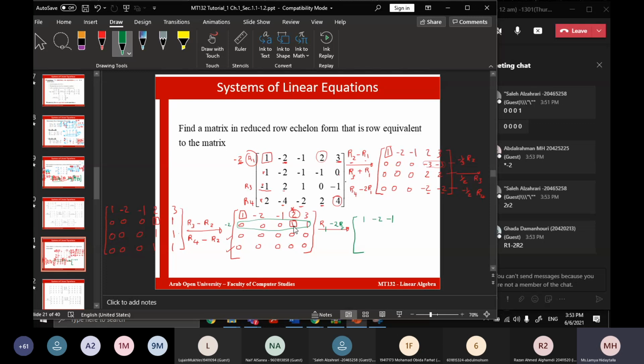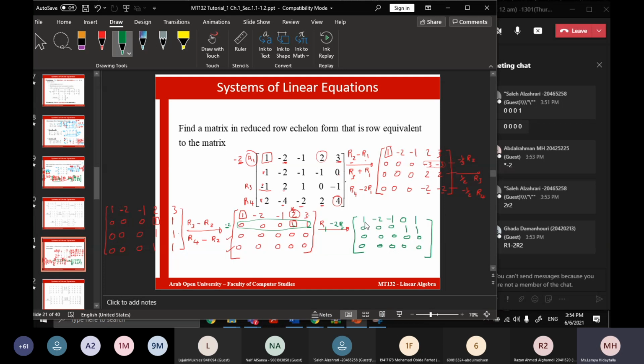Then you write your matrix, which will be 1, minus 2, minus 1, and this is 1 times minus 2 by minus 2 plus 2 is 0, and then 1 times minus 2 is minus 2, minus 2 plus 3 is 1. Okay, this one I will write as it is: 0 0 0 1 1, and then 0 0 0 0 0.